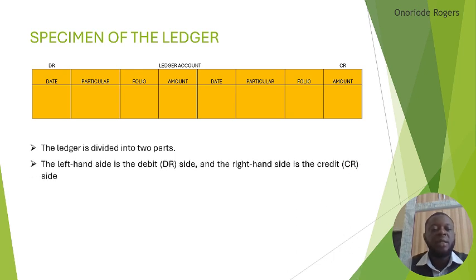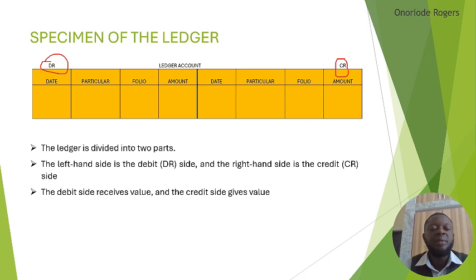Like we have the dates, particulars, folio and amount on the left-hand side. On the right-hand side, the same thing: date, particulars, folio and amount. The left-hand side is the debit side, while the right-hand side is the credit side, as you can see here.